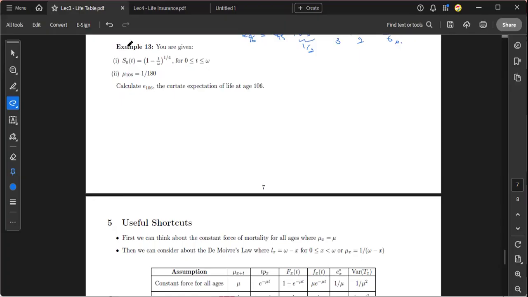So in this case, we are given the survival probability function for a newborn infant, and we have a maximum age, which is omega, and for a person who is at age 106, they have a constant force of mortality, which is 1 over 180. Now we need to find the curtate future expected lifetime for a person who is at age 106.